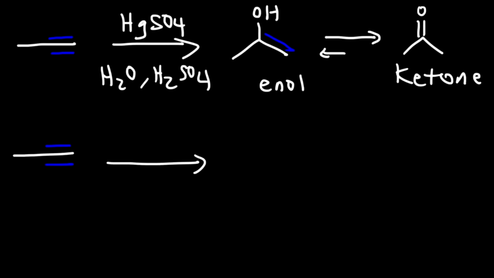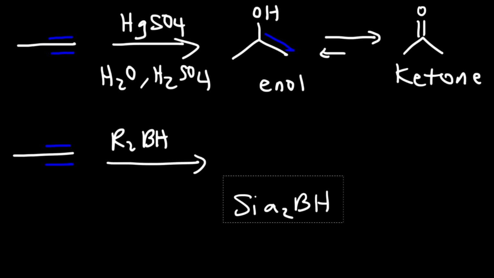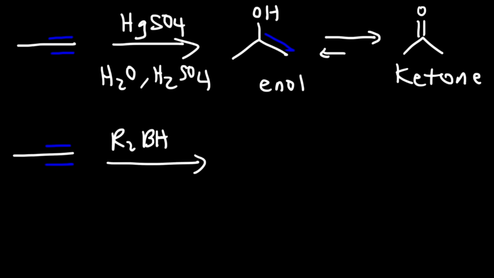Now, when dealing with alkynes, instead of using BH3, typically you'll see R2BH. Sometimes you might see Sia2BH, disiamylborane. Now, the reason why you want to use this when dealing with terminal alkynes is because borane can react with a terminal alkyne twice.